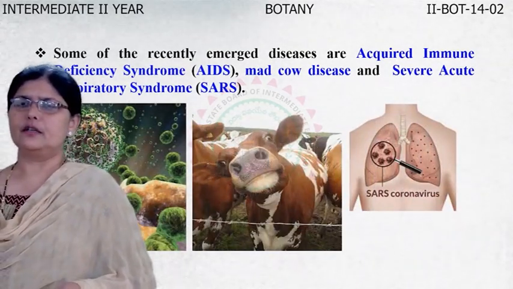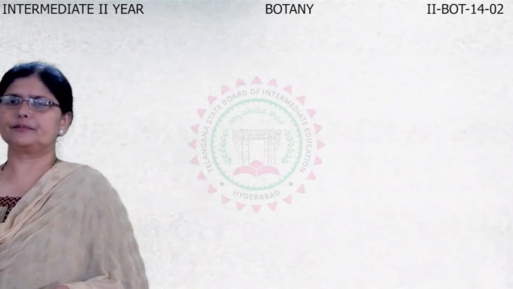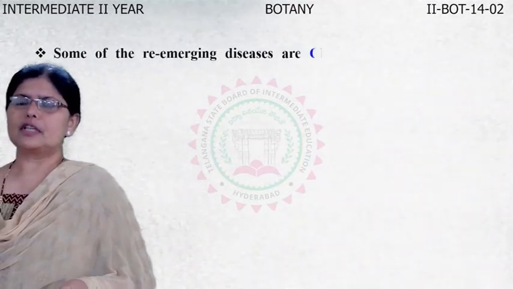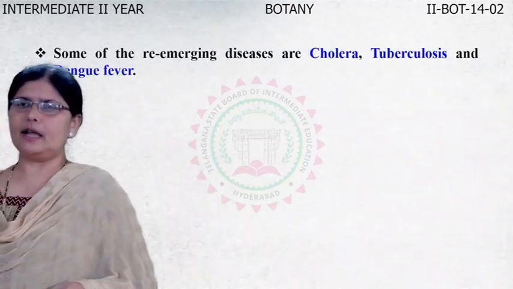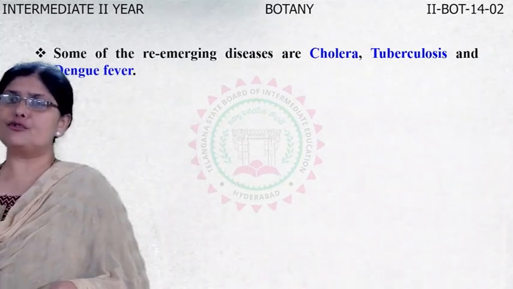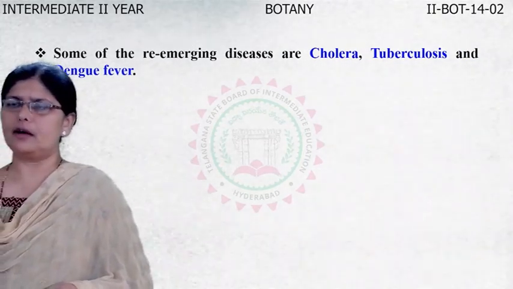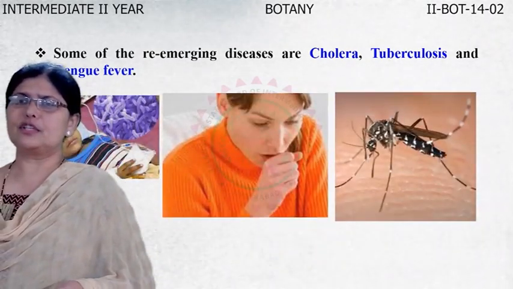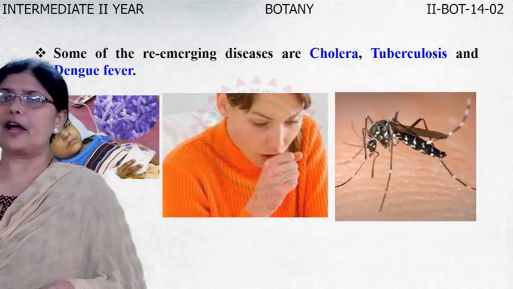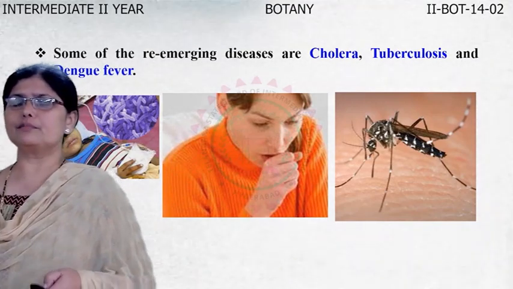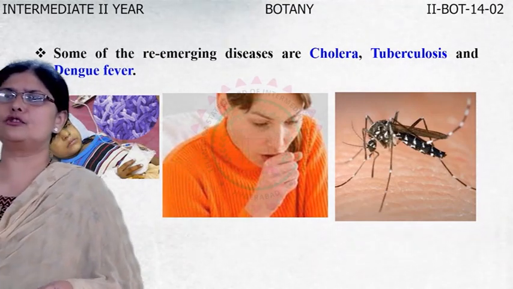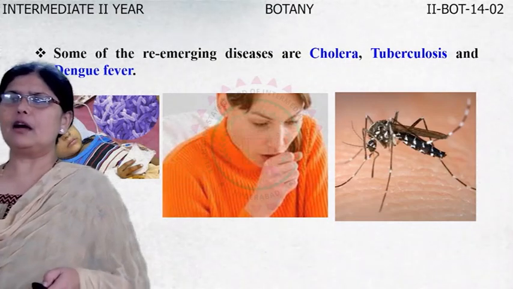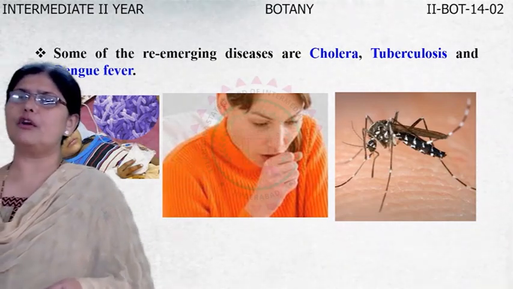They affect the following organisms. Some of the re-emerging diseases, again after being controlled for a long time, are cholera, tuberculosis and dengue fever. So these are again re-emerging. Why? Because the microbes have become totally resistant due to the frequent use of antibiotics.